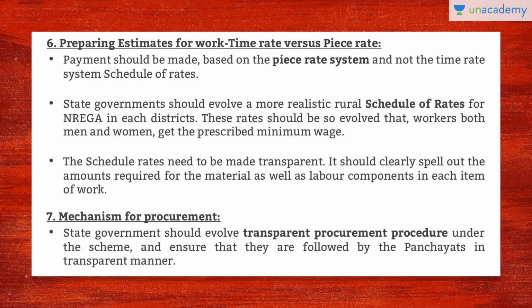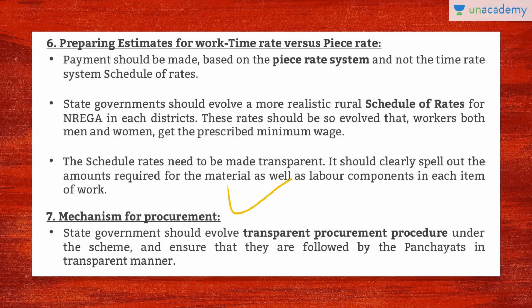Then the sixth point is preparing estimates: time rate versus piece rate. So payment should be made on the piece rate system and not the time rate system, and it should involve a more realistic rural schedule of rates for NREGA in each district, so that both men and women workers get at least the prescribed minimum wage. Then the scheduled rates need to be made transparent, and they should clearly spell out the amounts required for the material as well as labor component in each item of the work.